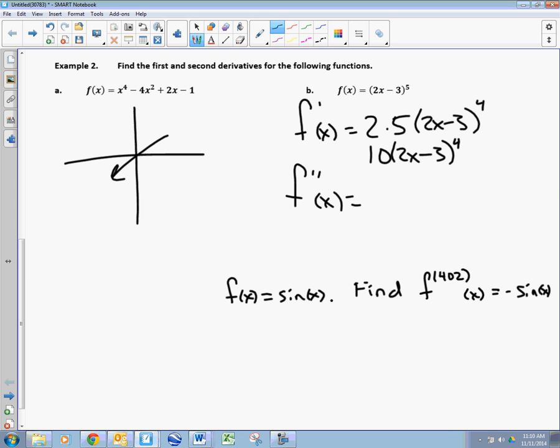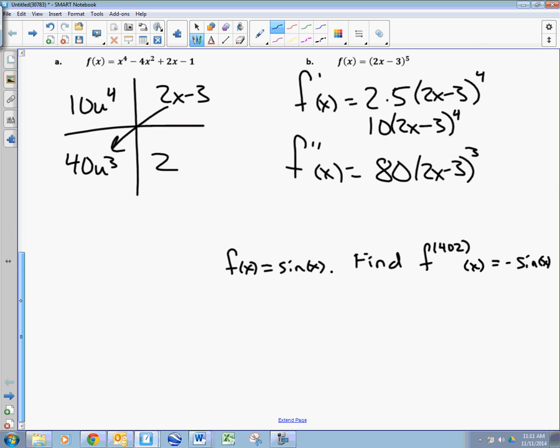What's the inside? What's the outside? Derivative 10u to the fourth. And derivative of 2x minus 3, 2. Multiply them, we get 80u, which is 2x minus 3 to the third power. That's it. Not too bad, huh?